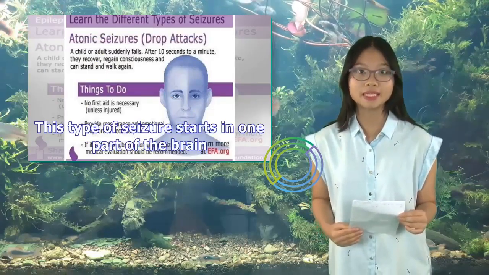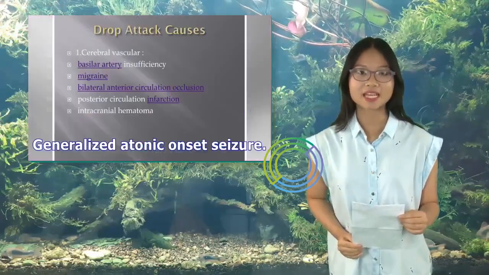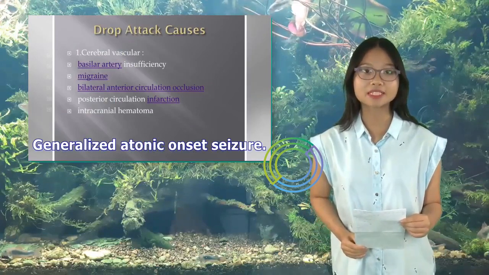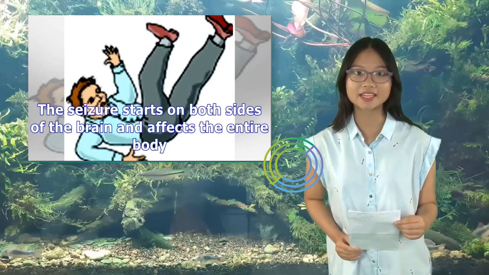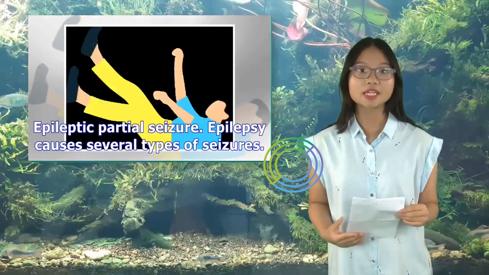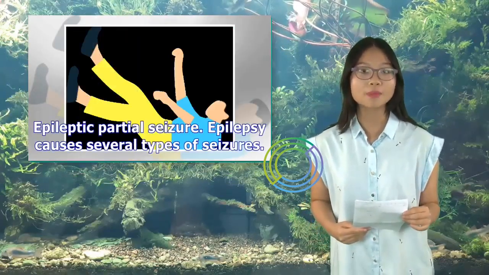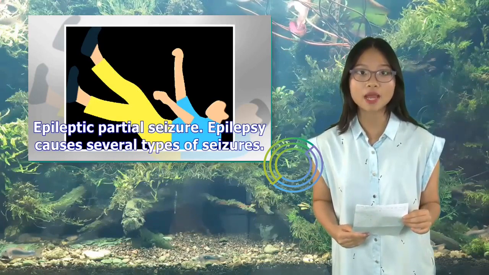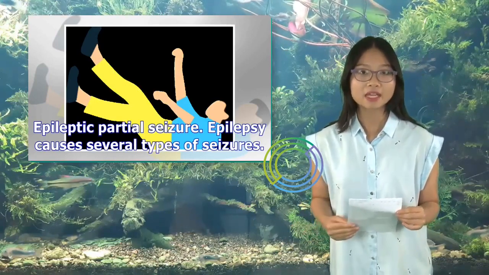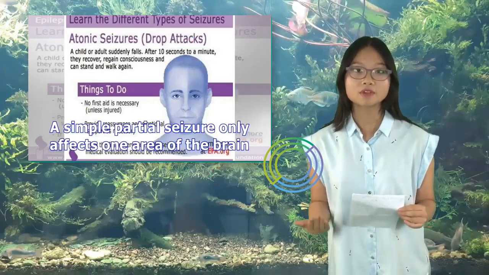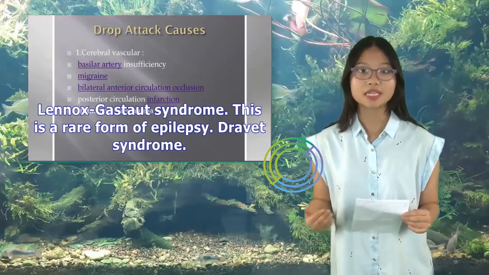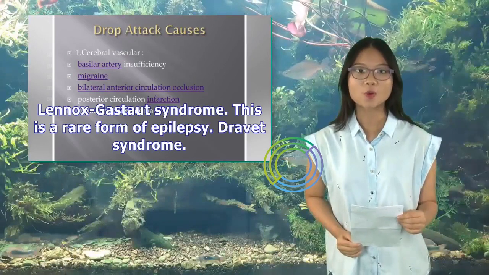This type of seizure starts in one part of the brain. Generalized atonic onset seizure. The seizure starts on both sides of the brain and affects the entire body. Epileptic partial seizure. Epilepsy causes several types of seizures. A simple partial seizure only affects one area of the brain. Lennox-Gastaut syndrome. This is a rare form of epilepsy.